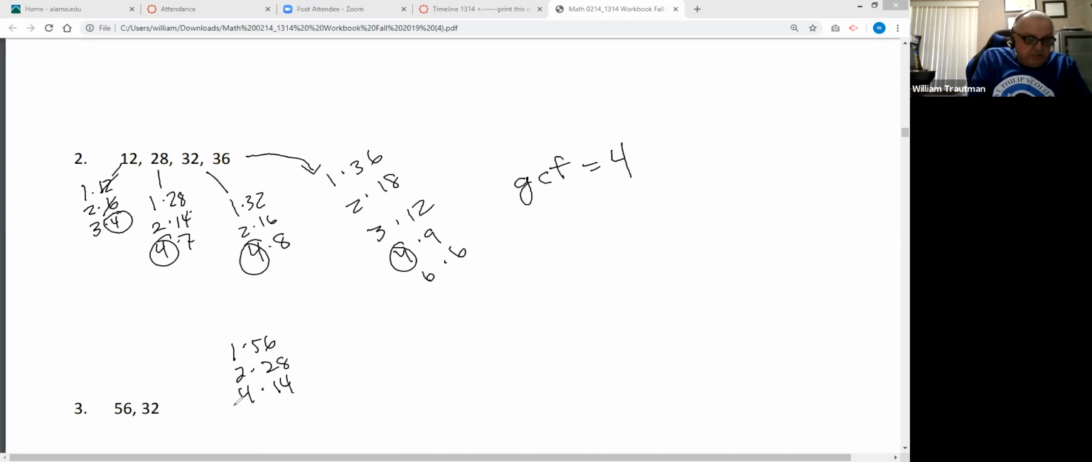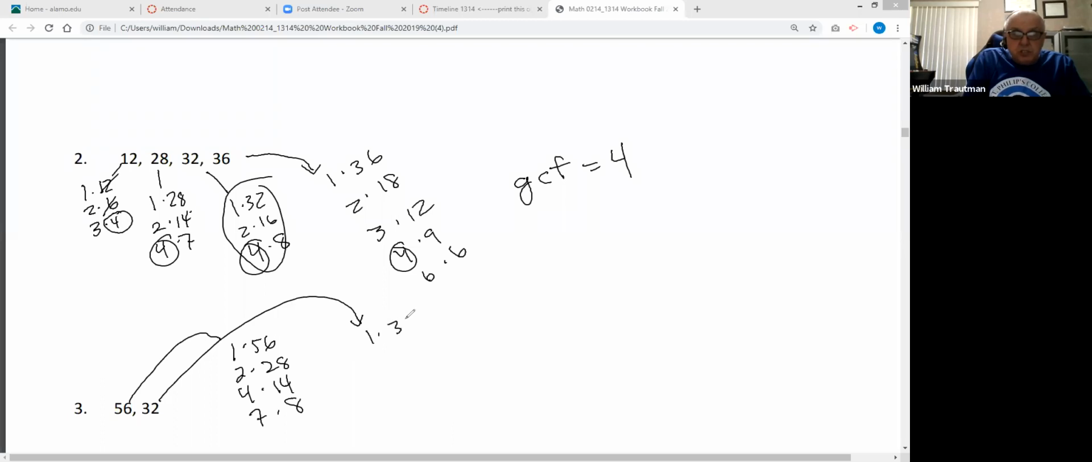56 divided by 5, no. Divided by 6, no. 56 divided by 7, oh yes, 7 times 8. So we reached 8, so then we go 8 times 7, so we already have 7 and 8. That's 56. Now we're going to do 32, and I already have 32 up here.